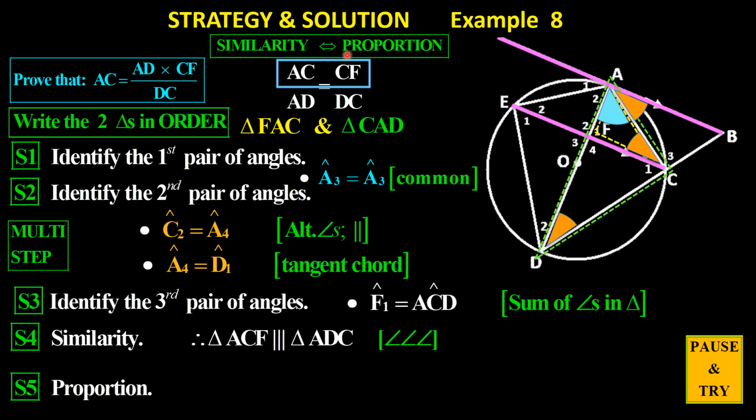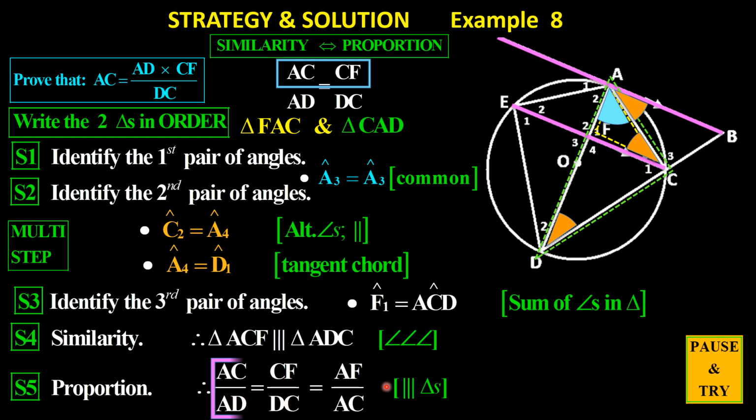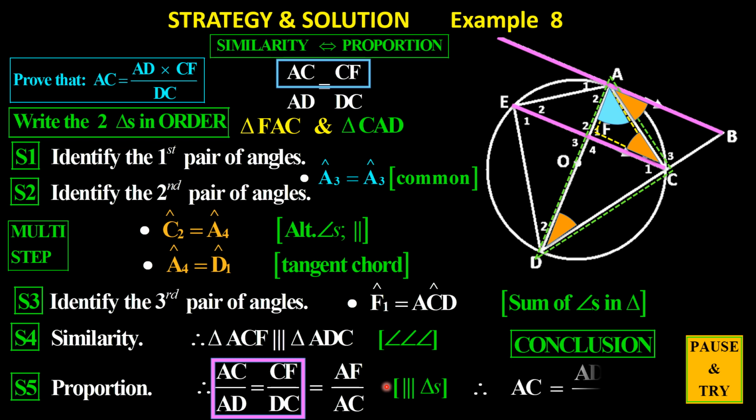So let's get our proportion, and there we have our proportion there, right? But we need to identify which specific ones we want. We want the AC, so I definitely need the AC. There's an AD and a CF. So we can see in this case, it's the first two. And now we just need to write it in the required form by transposing the AD to the right side. And that is AC equal to AD times CF over TC. And there we've proved it.